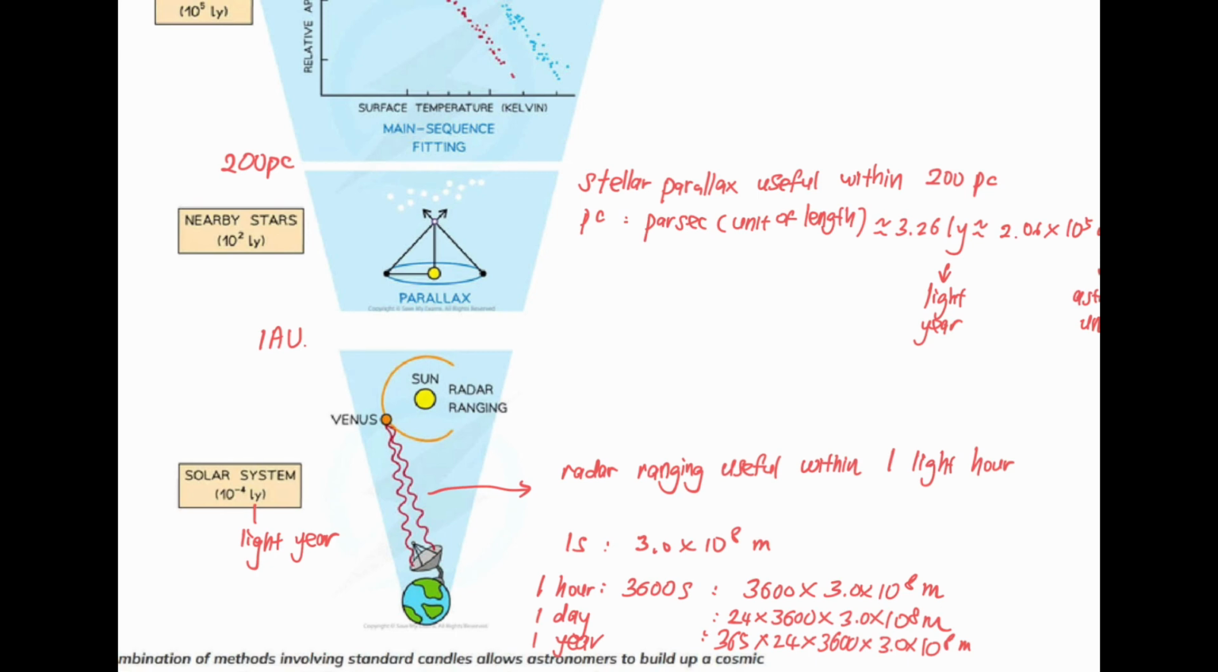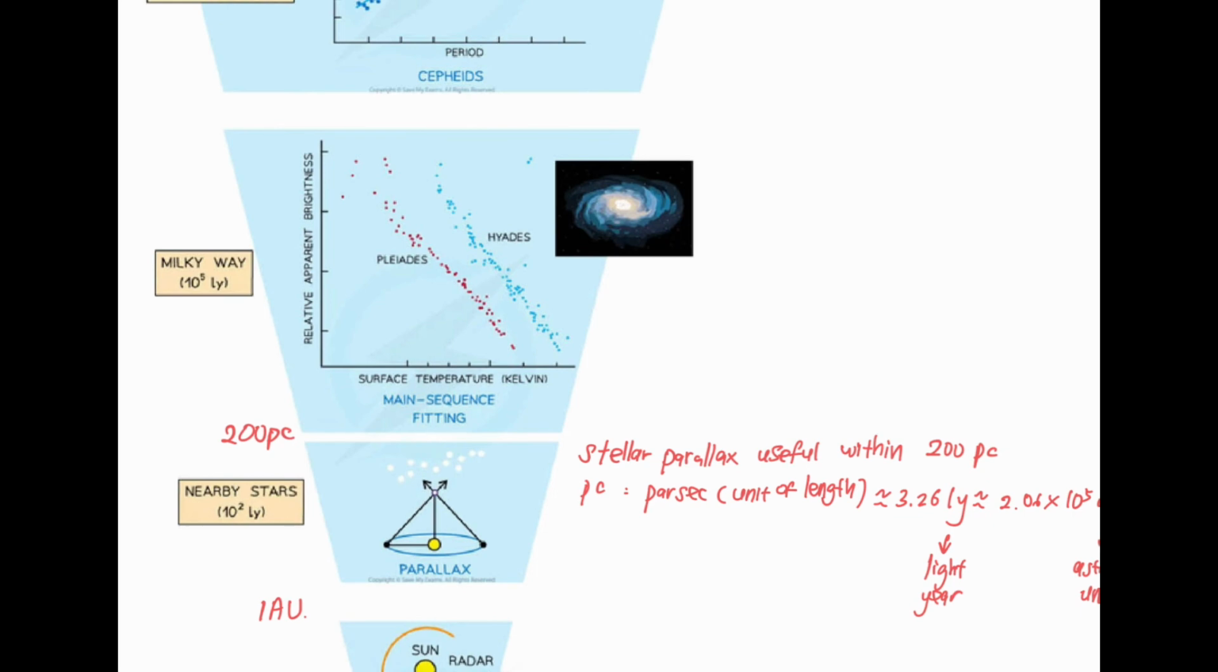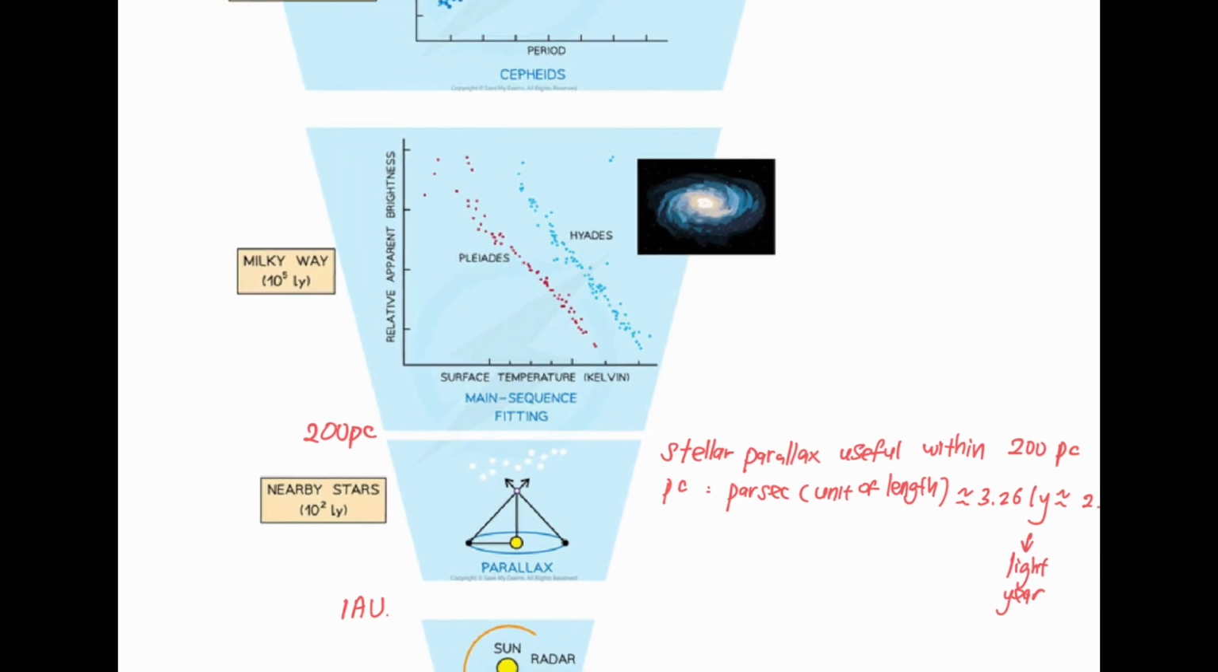What method is that? No need to know. Okay, so just imagine only. Okay, now Milky Way, which is further away. So how far is it? 10 to the power of 5 light year. Just now 10 to the power of 2 light year. This is 10 to the power of 5 light year. Okay, so the method that we can use here, just a brief idea only.